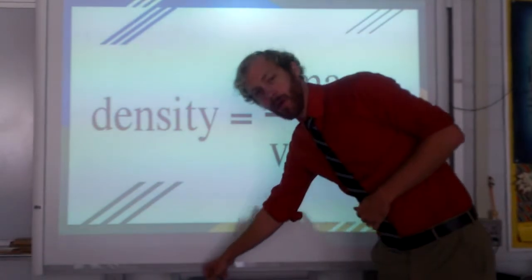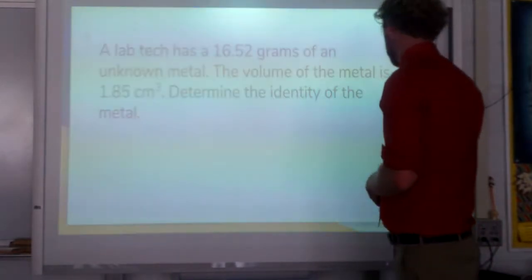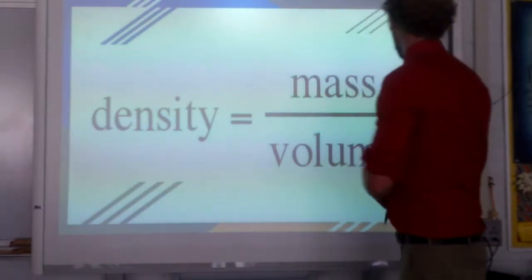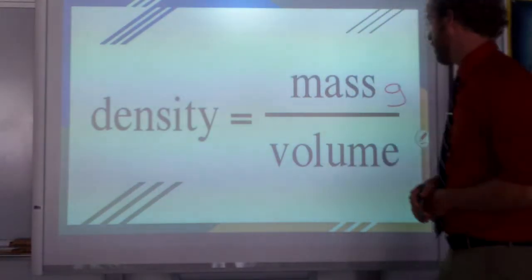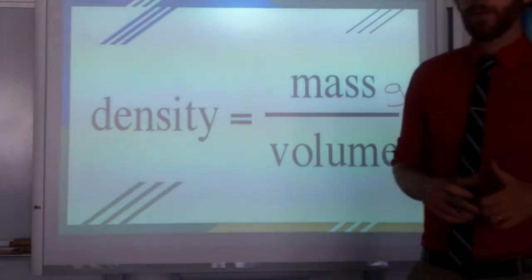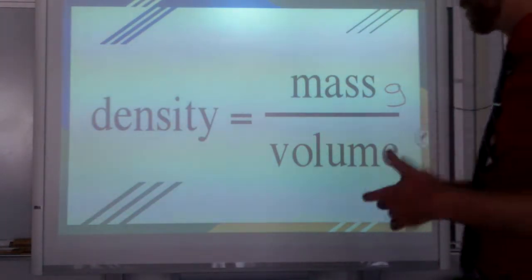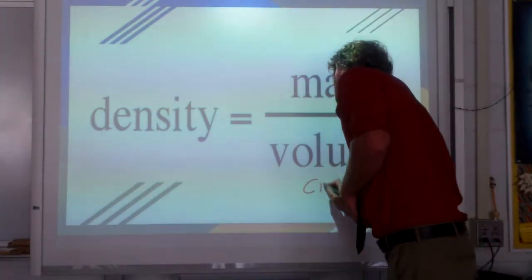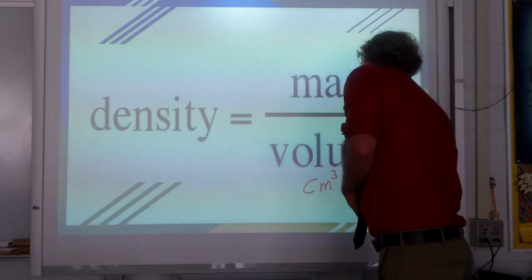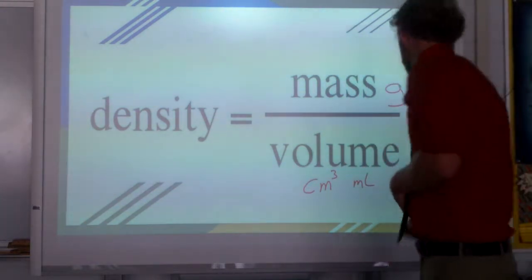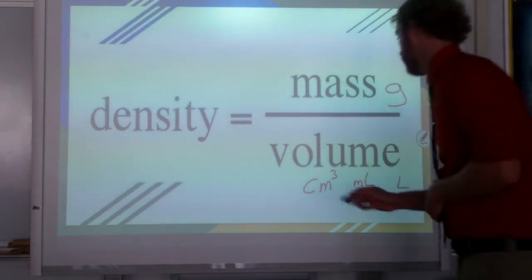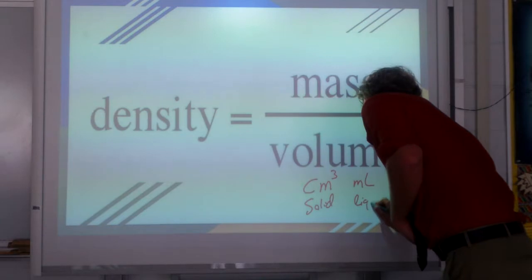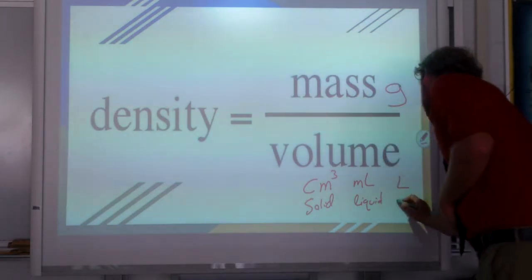For our units, our mass is going to be in grams. Classic mistake. Our mass is going to be in grams, and our volume, there's a few things that can happen with our volume depending on what the substance is. It can be in centimeters cubed for solid, milliliters for a liquid, and liters for a gas.